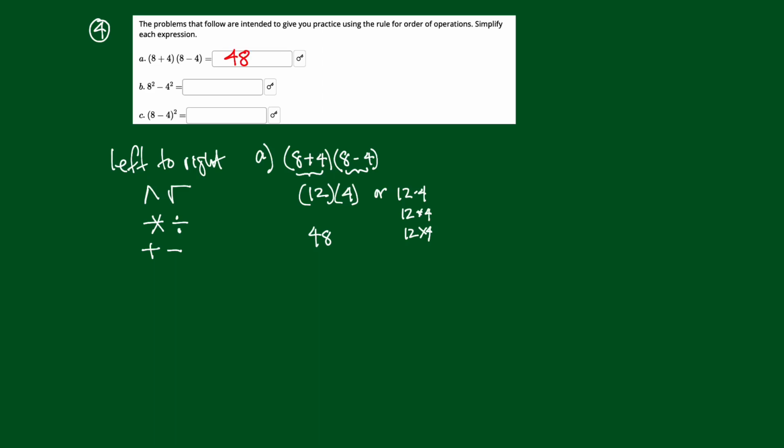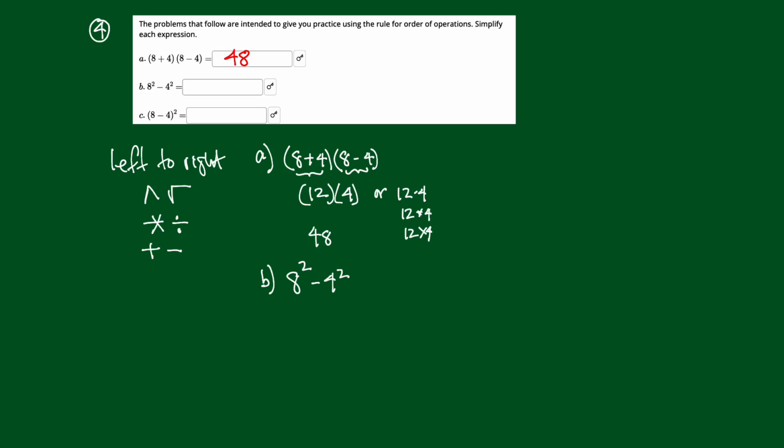We'll get 48 there. Now in part B, we're still going to be using the 8 and the 4, but now we've got an 8 squared minus 4 squared. So I see 2 operations here. I see an exponential, raising to a power, and a subtraction. So I've got powers and subtraction. So running through left to right, we'll do the powers first. So let's see, we're going to square, and we're going to square.